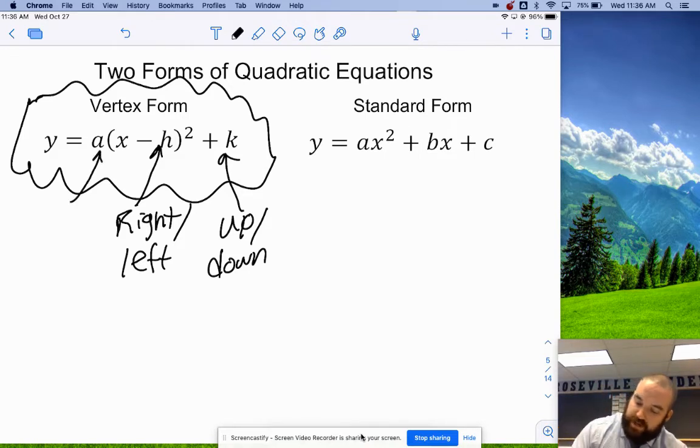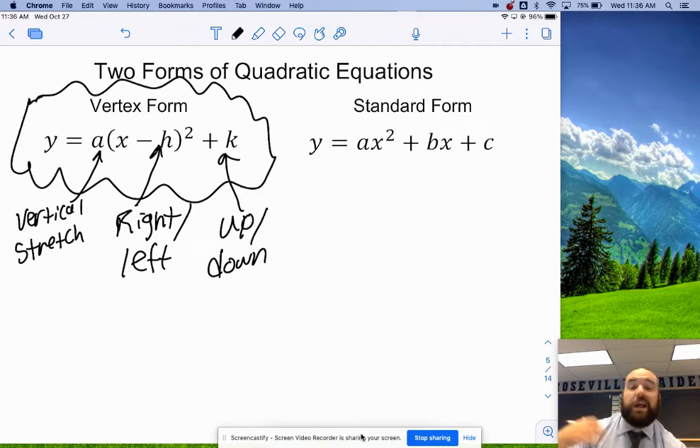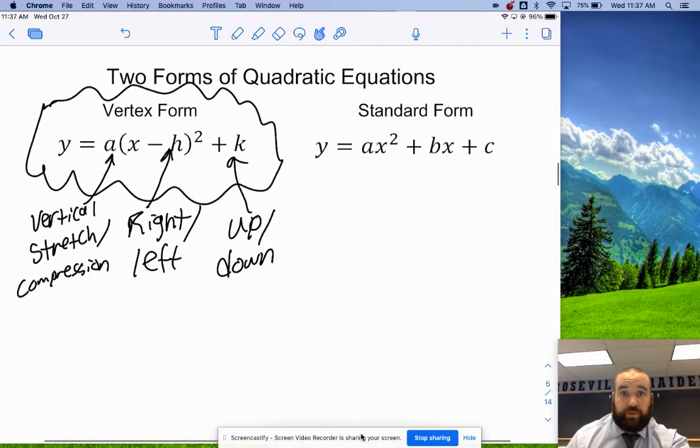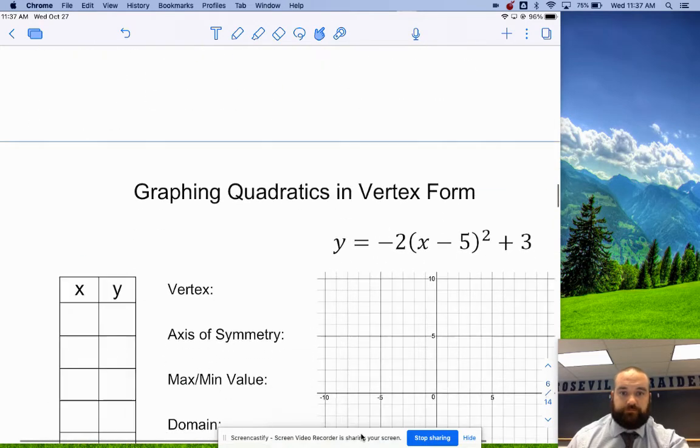And then we know that this a value in front is our vertical stretch or compression. In a future lesson, in a future video, we'll talk about standard form, which is ax squared plus bx plus c. For today, that's not the focus of what we're working on here. Okay? So vertical stretch or compression. So all the same transformations that we've been using are coming back. It's just a matter of how do we use it? How is it different than absolute value?